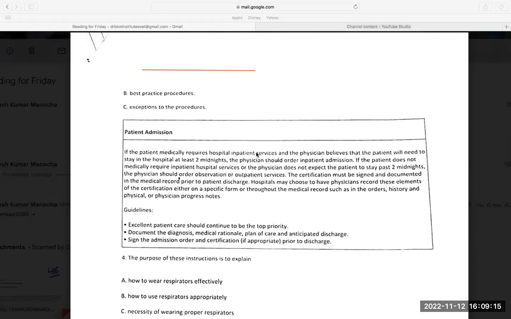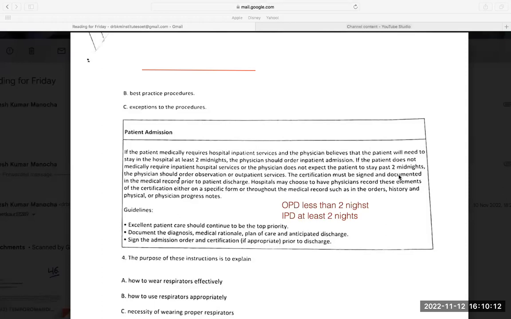Patient admission. If the patient medically requires hospital inpatient services and the physician believes that the patient will need to stay in the hospital for at least 2 midnights, the physician should order inpatient admission. So basically, the physician will order inpatient admission if the patient will stay for 2 nights. If the patient does not medically require inpatient hospital services or the physician does not expect the patient to stay past 2 midnights, the physician should order observation outpatient department services. So basically they are saying OPD less than 2 nights, and IPD at least 2 nights. That is what they are saying. Basic that we already know. Make it very simple and try to relate it with your practical examples. Then it will become easy.